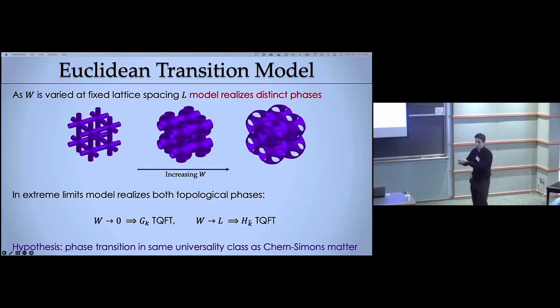If I collapse the network, that's one limit, W to 0, then I get back to this G_K topological phase. And conversely, if I expand it such that the nearby cylinders merge like this, then I get this H_K tilde topological phase. So this model presumably realizes several different phases, these two in particular, and our basic hypothesis is that somewhere in the parameter space of this model is the Chern-Simons matter fixed point that we were talking about at long distances. That's our working viewpoint.